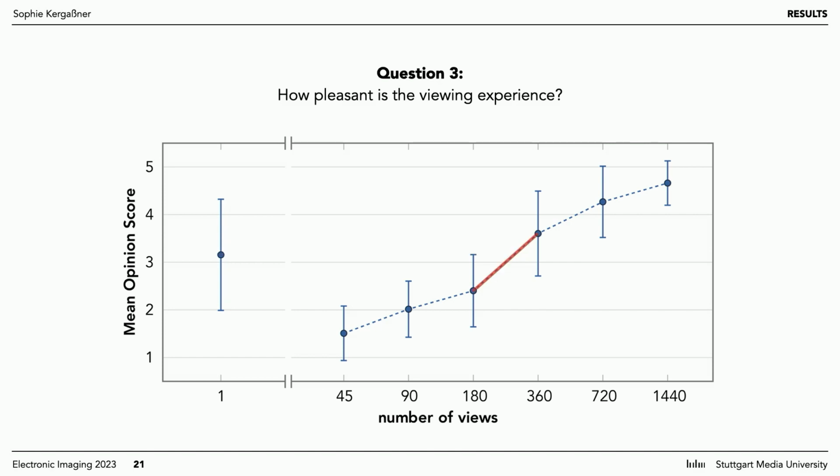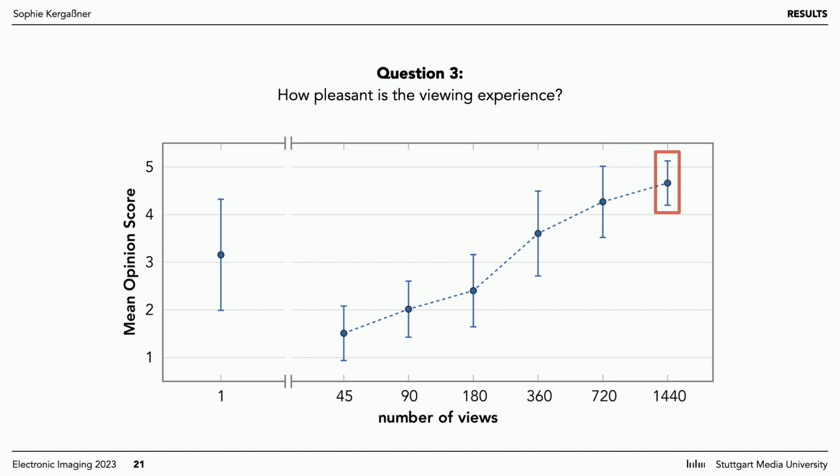The largest increase in MOS is located between 180 and 360 views again. So this step seems to enhance the experience a lot. And the 1,440 views stimuli still got the highest MOS and also the smallest standard deviation. So participants agree that this should be the most pleasant stimulus.